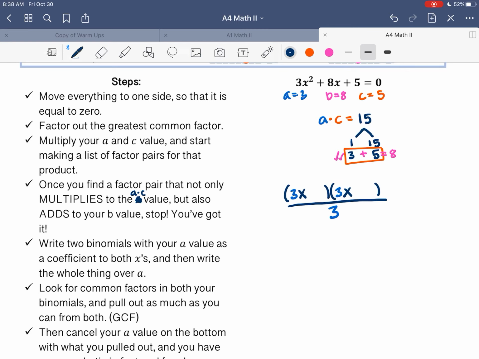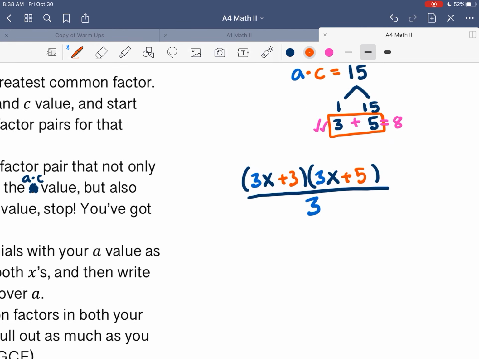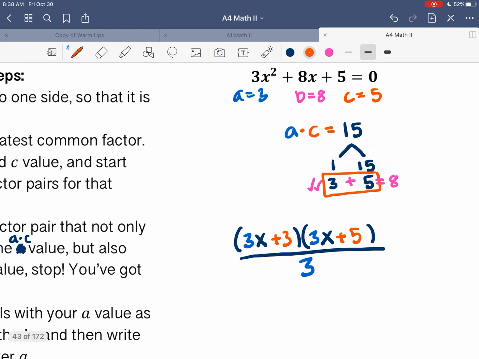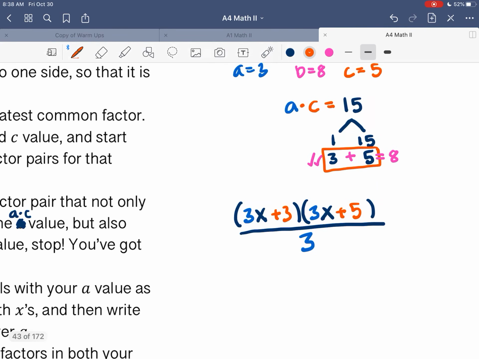This is my favorite method of factoring with a leading coefficient. There are other ways. I just think this one is the most similar to what we're used to. It's the topic of much debate among other math teachers, but I like this method the best. So essentially we are still just putting the numbers we found in 2 binomials, but instead of just having x, we have 3x because we're putting our a value there.